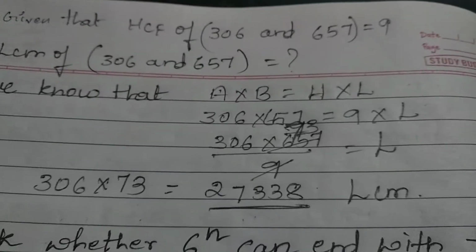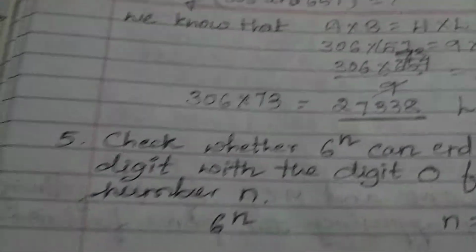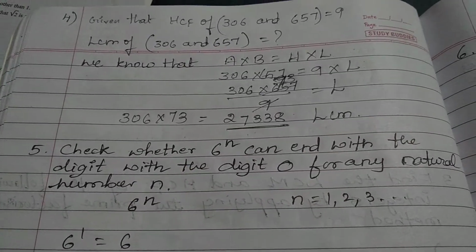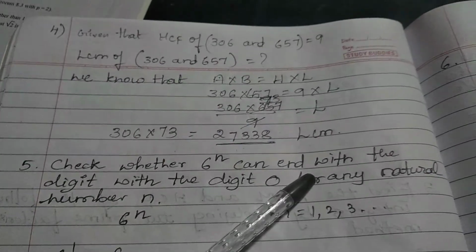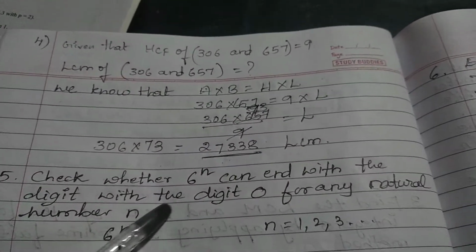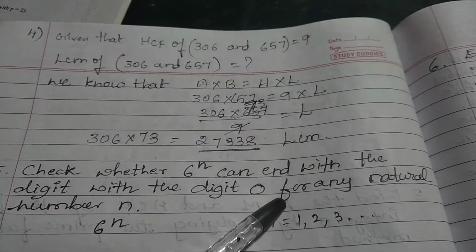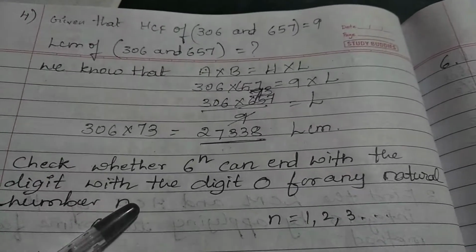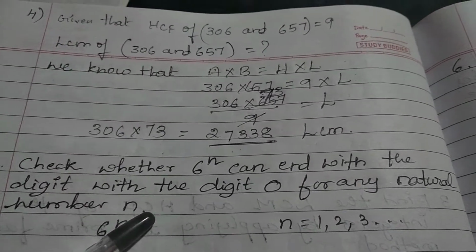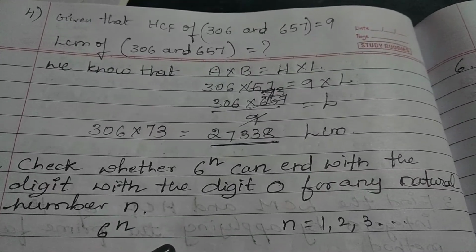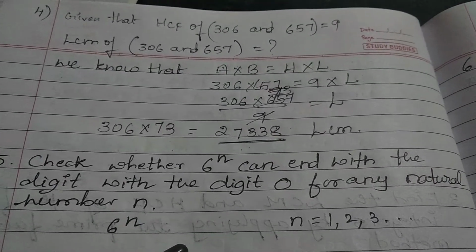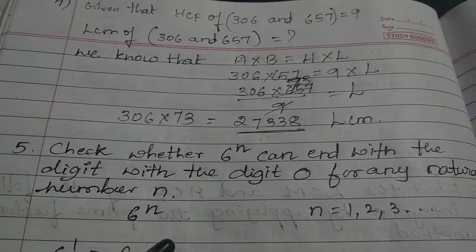Got it? Okay. The next question, fifth question. Check whether 6 to the power of n can end with the digit 0 for any natural number n.